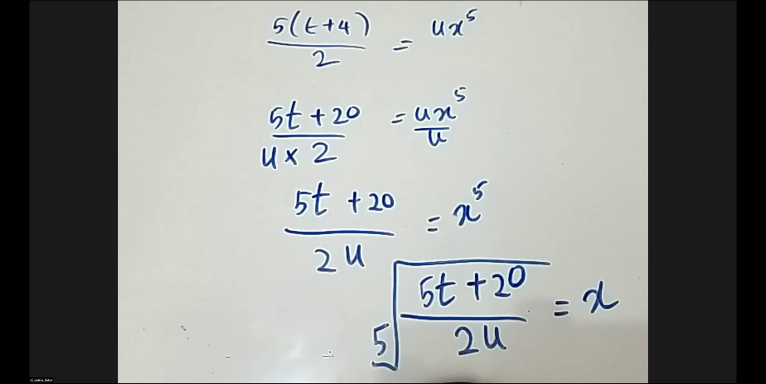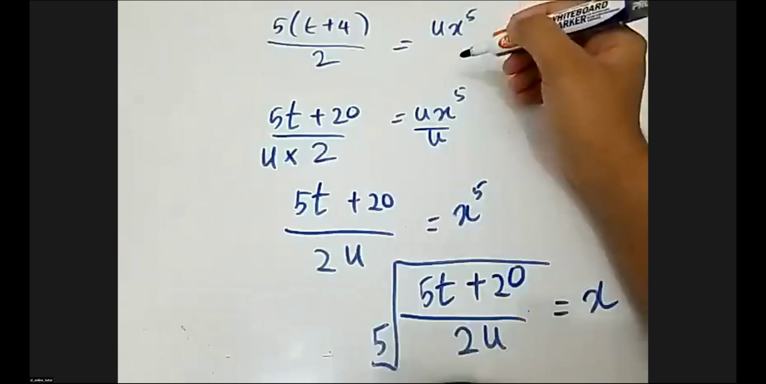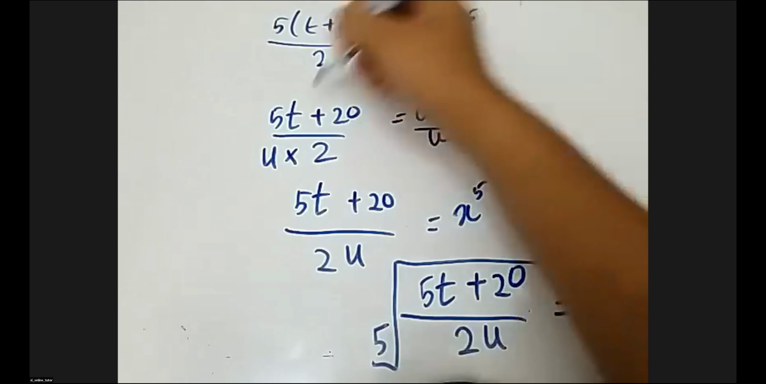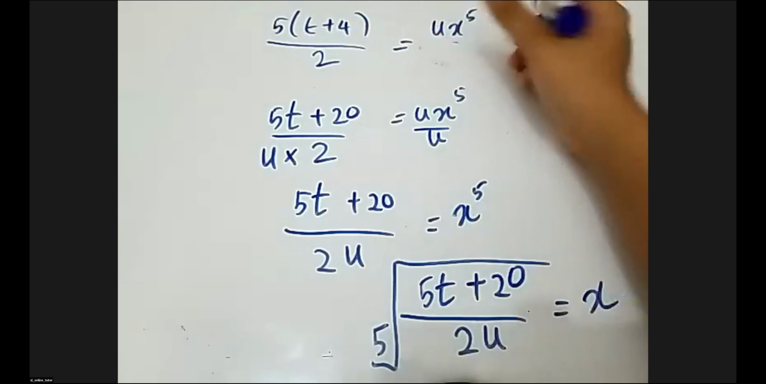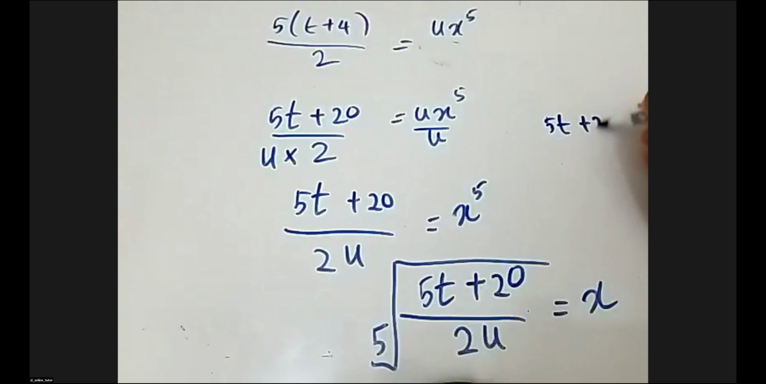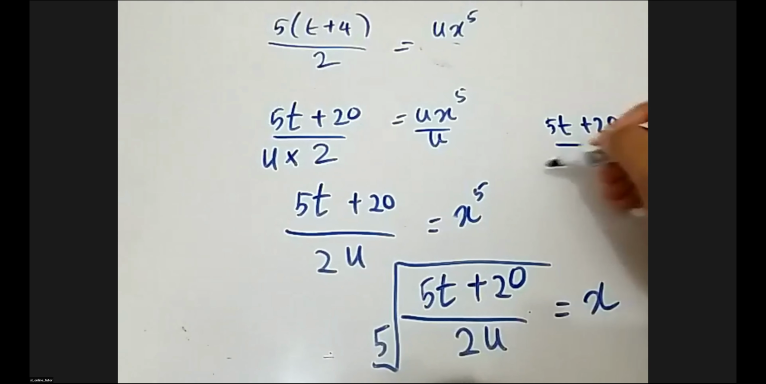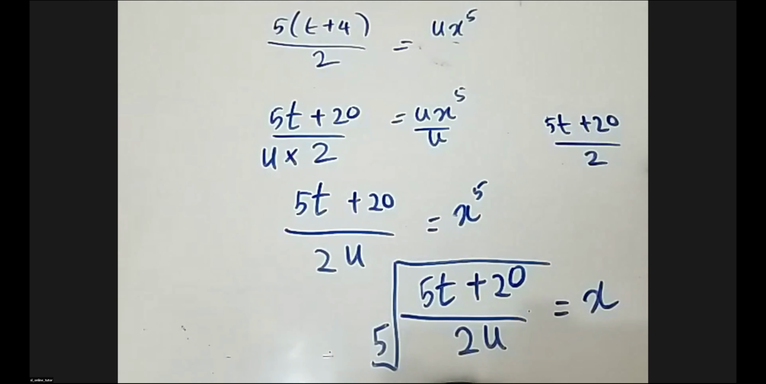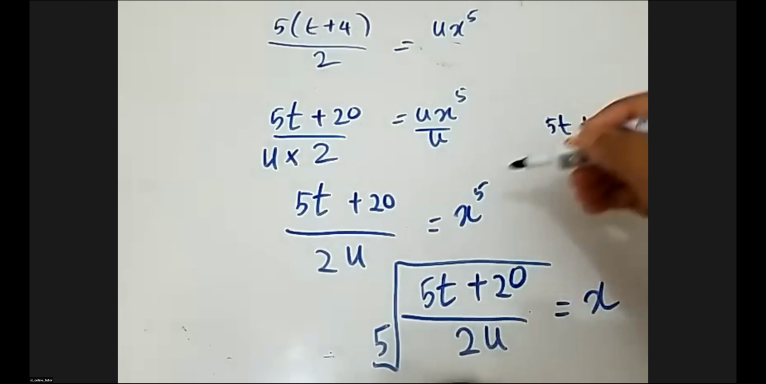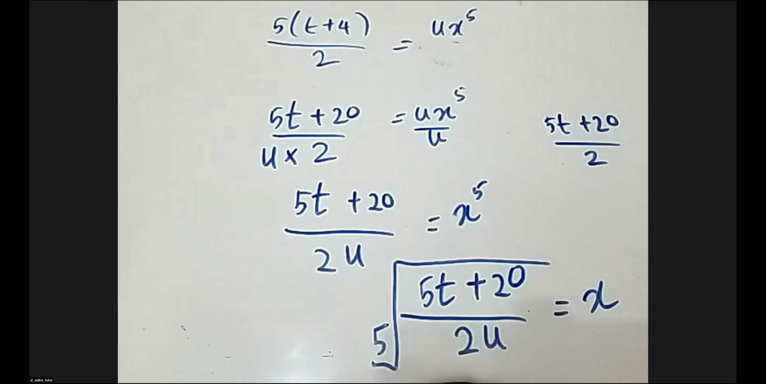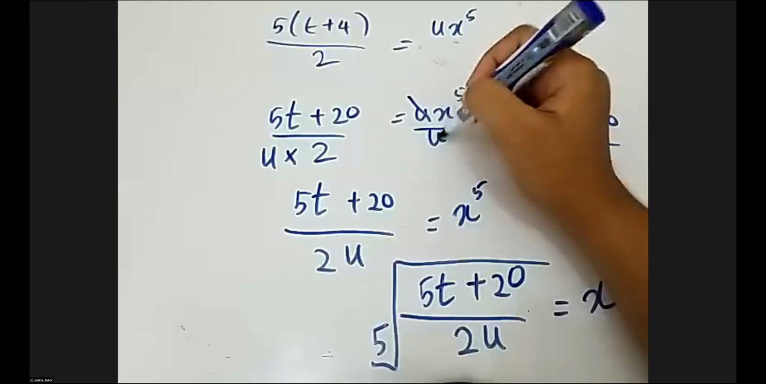U should come up? No, wait a second. No, no need, Sabiha. No, we are dividing. Dividing means it comes to the bottom. Reciprocal thing, according to that you are saying. 5t plus 20 over 2, dividing both sides by u. No, it comes as a fraction. Yeah, in this step you should cancel. That's how it came along.